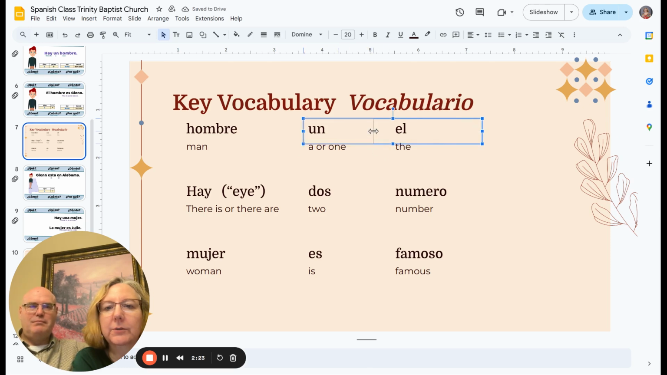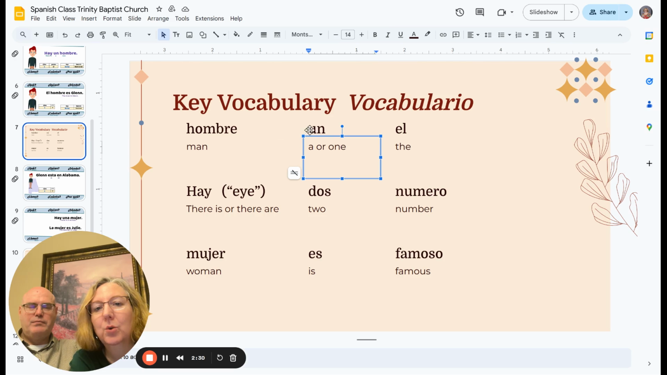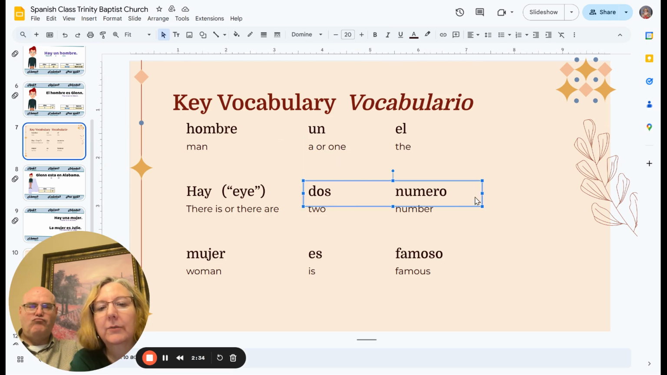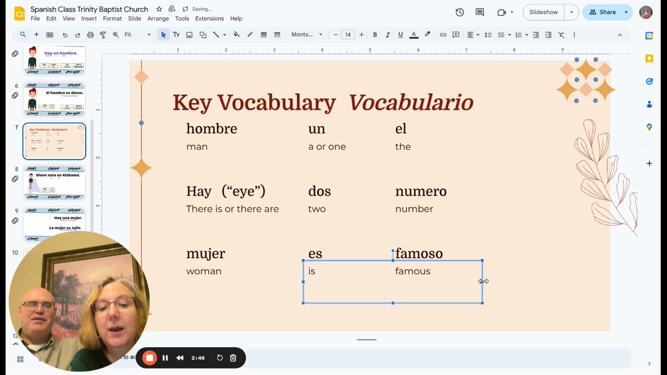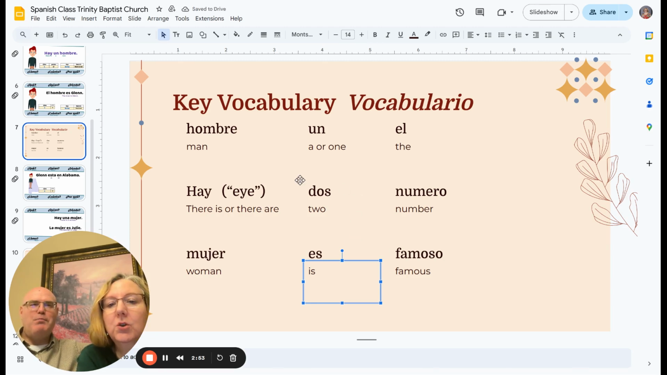Our next word is un. Un means one or a. Un hombre. There's a man. There's one man. Then we have dos. Dos hombres. There are two men. Dos is two. And we hear a lot of commercials that have Dos Equis, two X's. So we got dos, very popular, for two.